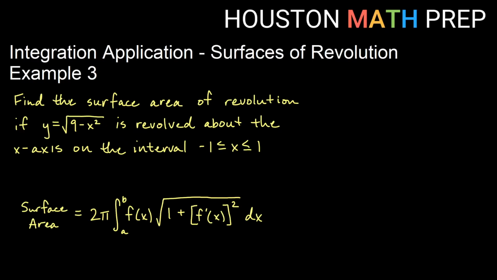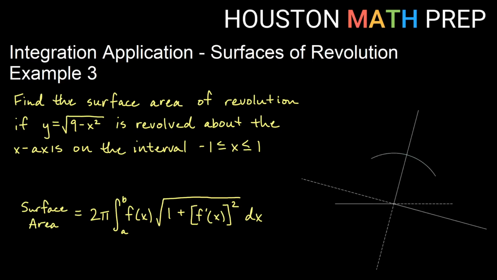We are going to find the surface area revolving y equals the square root of 9 minus x squared about the x-axis between -1 and 1. You might recognize this as the upper half of a semicircle, but it's not the entire upper half because we are only using from -1 to 1.